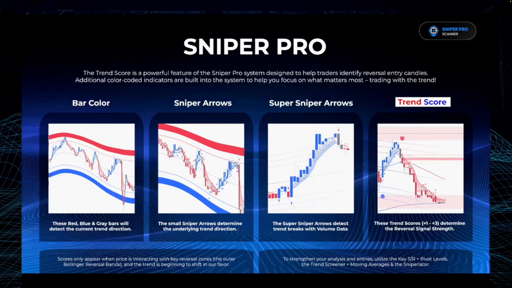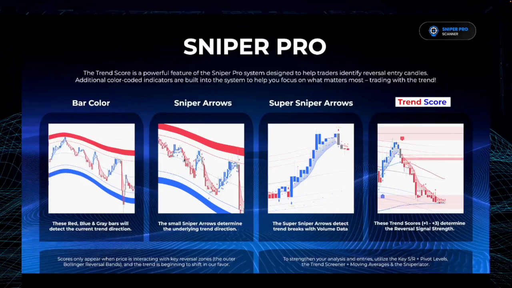Now, the actual sniper scorecards is a very powerful feature designed to help you identify reversal entry candles. So it's not perfect, but it is designed to help you and is based on a couple of different things. First thing is you have the bar color. You will have blue and red bars based on volatility and also our custom EMA crossovers. So you want to see red bars and a red cloud in bearish markets and blue bars and a blue cloud in bullish markets.